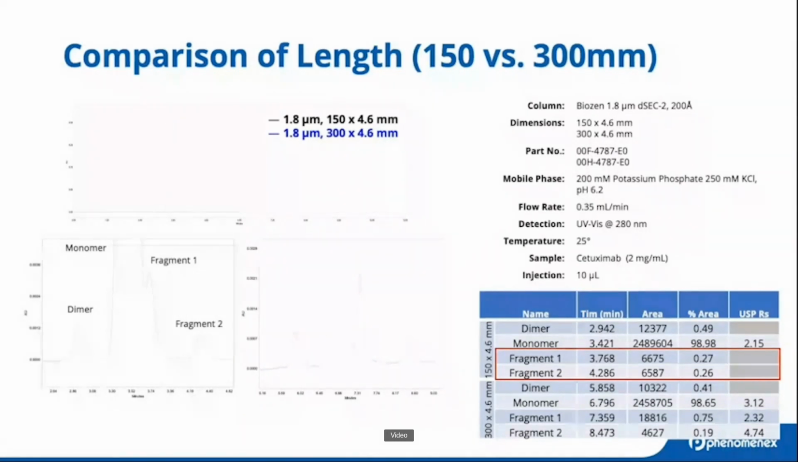The downside to the longer column is that it'll double the method runtime. So here we can see a doubling of time from 6 to 12 minutes. So if separation, especially for fragments, is prioritised, then longer columns are necessary. If throughput's the concern, then the shorter column may be more than respectable, and aggregate percentages are likely to be relatively similar with both methods.